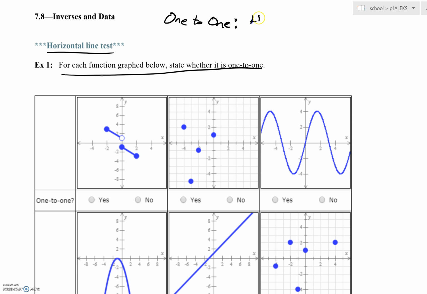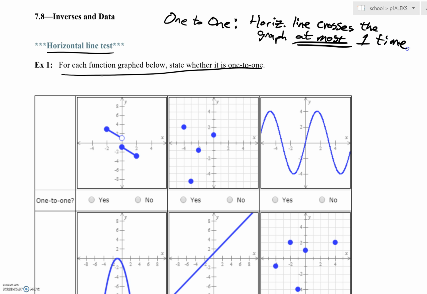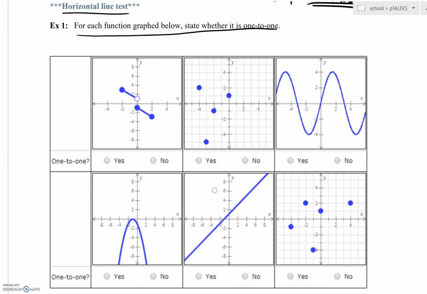That means that a horizontal line crosses the graph, including any points, obviously, at most one time. In other words, as soon as a horizontal line would cross 2, 3, 4 times, that's no good. And by the way, these are going to be some of the shortest problems that you're ever going to have, and that's really delightful. So look, a little snapshot of what you will literally see on ALEKS.